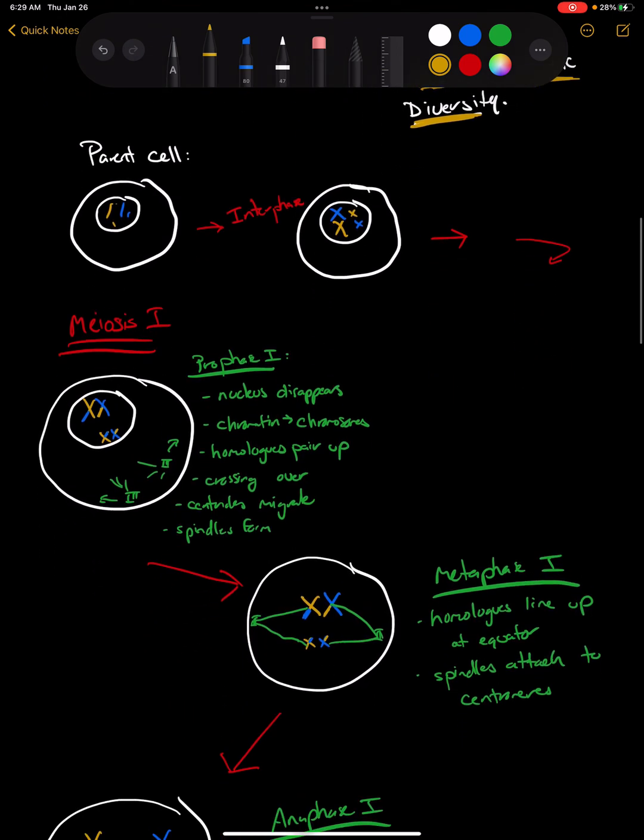Okay, so let's draw this out. First, I always have to start with my parent cell. Here's my cell, here's my nucleus, and then I have 4 chromosomes in there: 1, 2, 3, 4. I have a big yellow and a big blue and a little yellow and a little blue. The big yellow and the big blue are homologs, and so are the little yellow and the little blue. And remember, you get 2 of every chromosome because you get 1 from mom and 1 from dad.